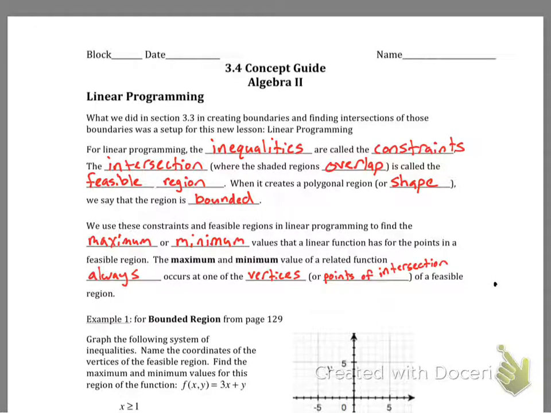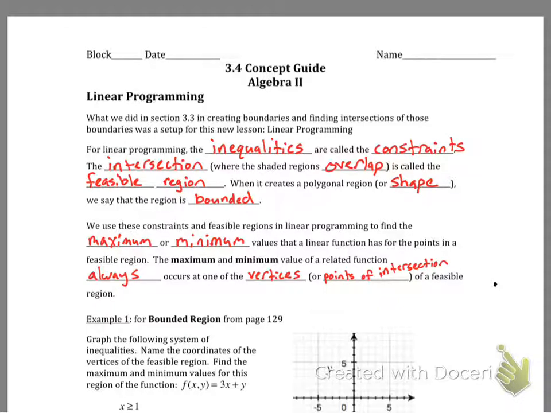All right, 3-4 concept guide, linear programming. What we did in section 3.3 in creating boundaries and finding intersections of those boundaries was set up for this new lesson. Linear programming. For linear programming, the inequalities are called the constraints. The intersection, where the shaded regions overlap, is called the feasible region.